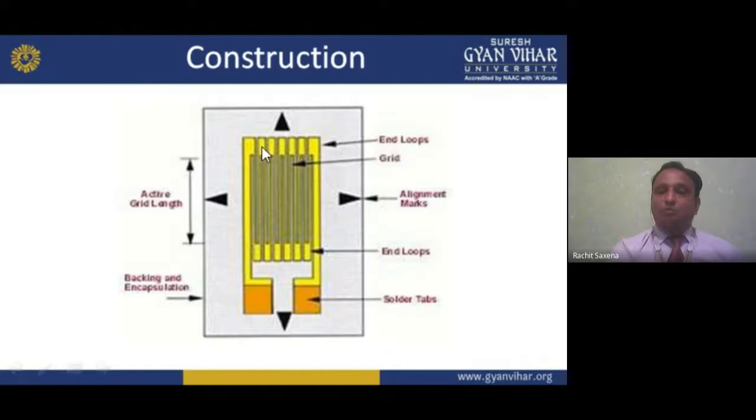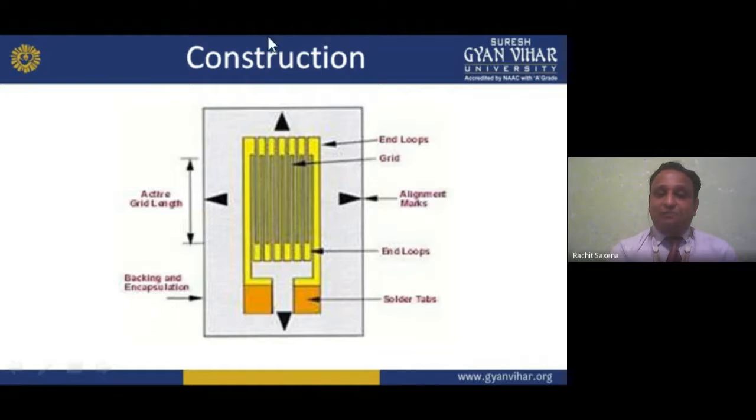We have the end loops, these are the grids we make. We have the alignment marks, where we have to apply it. These are the end loops again. The solder tabs: we can do the soldering on these two tabs. This is basically the active grid length. This is the active grid. So we talk about this to this, not these. These are the loops, but this is the grid basically. So the length of this grid is here.